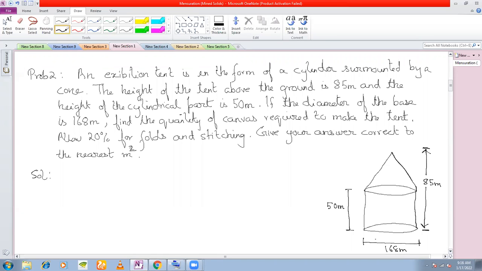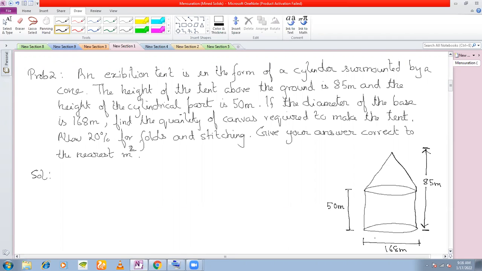Find the quantity of canvas required to make the tent. Allow 20% for folds and stitching. That means 20% of the fabric to make the tent is being wasted in folding and stitching. Give your answer correct to nearest meter square.